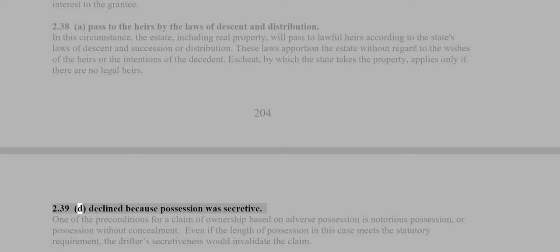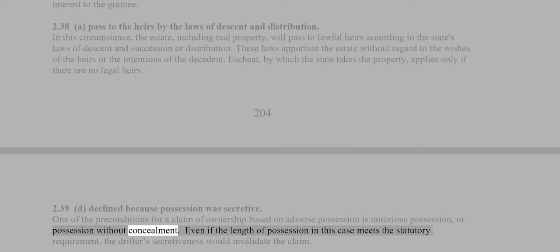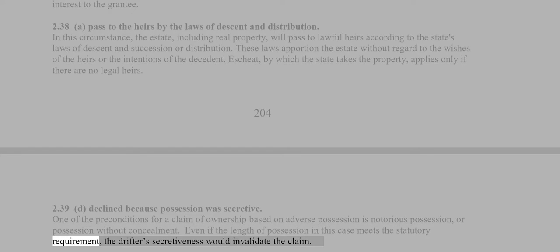2.39 D. Declined because possession was secretive. One of the preconditions for a claim of ownership based on adverse possession is notorious possession, or possession without concealment. Even if the length of possession in this case meets the statutory requirement, the drifter's secretiveness would invalidate the claim.